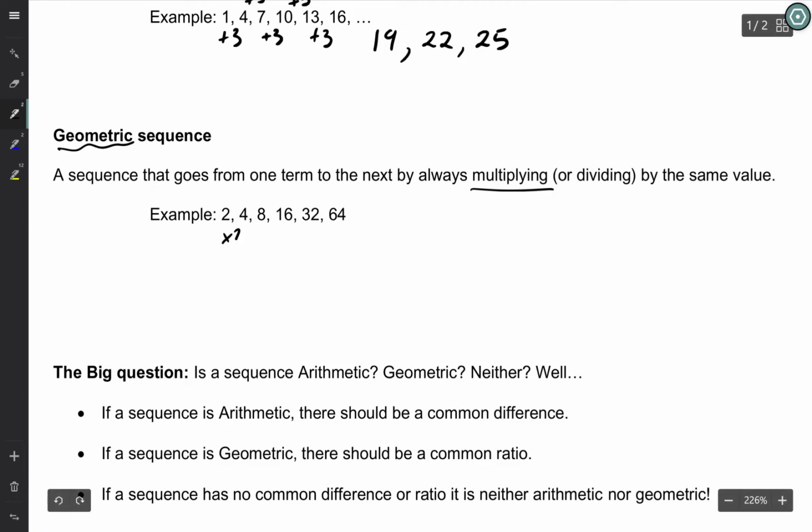2 times 2 is 4. 4 times 2 is 8. 8 times 2 is 16. 16 times 2 is 32. And 32 times 2 is 64.